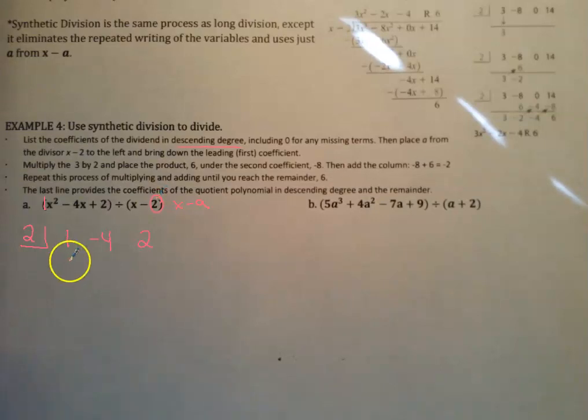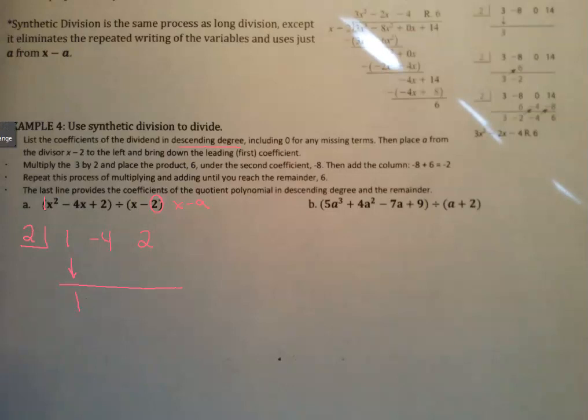All right. I like to draw my arrow, so I have room, and then I draw my line, and we're ready to start. The arrow means what? Bring it down. Okay. And now I start with multiplication. So this is my original setup.